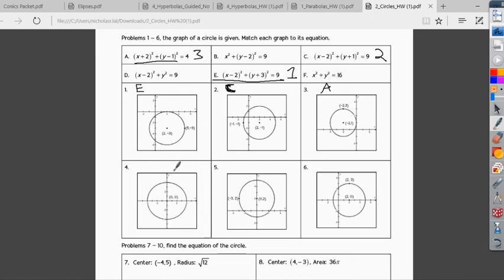With 4, we have a center at 0, 0. So that's just going to be x squared plus y squared equals, the radius is 4, so that equals 16. So that means 4 is associated with f, and f is associated with 4.